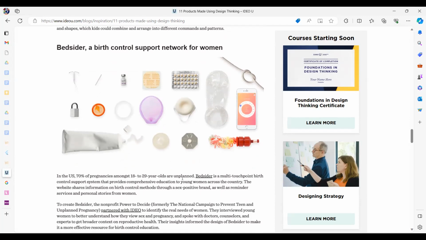So what is the solution? Bedsider is a multi-touchpoint birth control support system that provides comprehensive education to young women across the country. This is a website teaching them about childbirth or pregnancy. Right? So another problem, a challenge, and then they came up with a solution for the same.